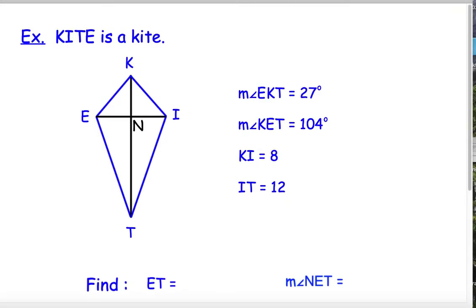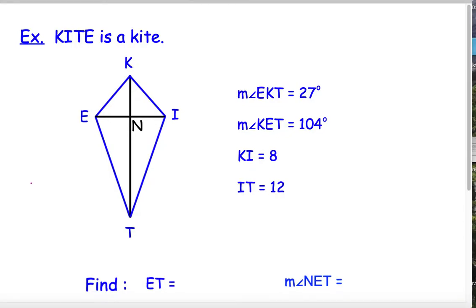KITE is a kite, so that's given to us. And they're telling us some of the angles. So they tell us that the measure of angle EKT is 27 degrees. E to K to T, that's right up here. This one is 27 degrees. Well, immediately we know this one here is 27 degrees.